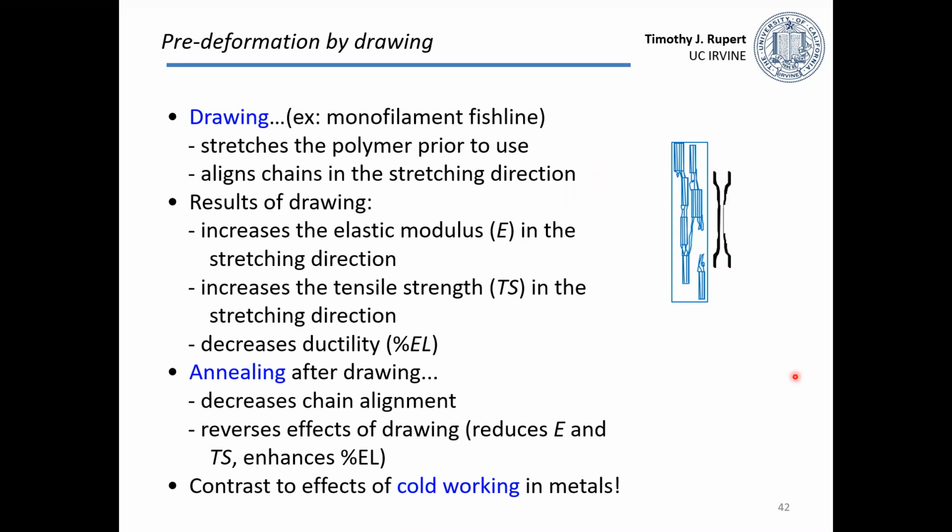In contrast, if we take a material that's been drawn and we anneal it, so we heat it up, it's going to want to go back to that original structure with some combination of amorphous and ordered regions. If we heat it up, that's going to decrease the chain alignment, and it's really going to reverse the effect of that drawing. So we can kind of compare this drawing and annealing to what we saw in cold working and recovery and recrystallization in metals.